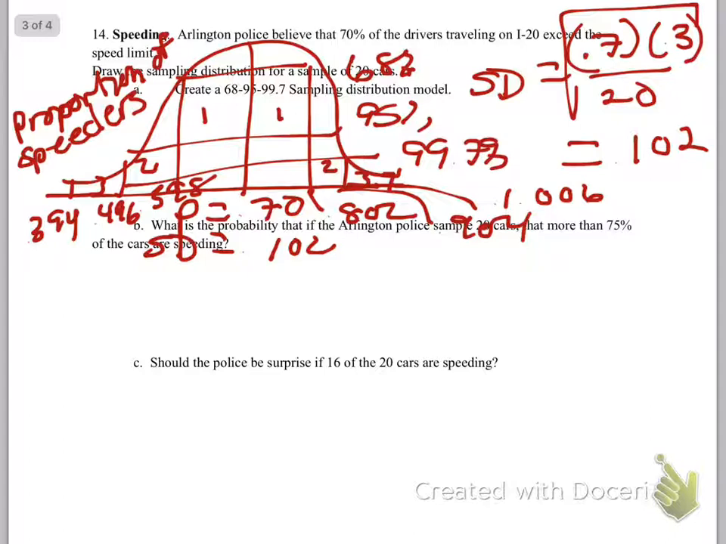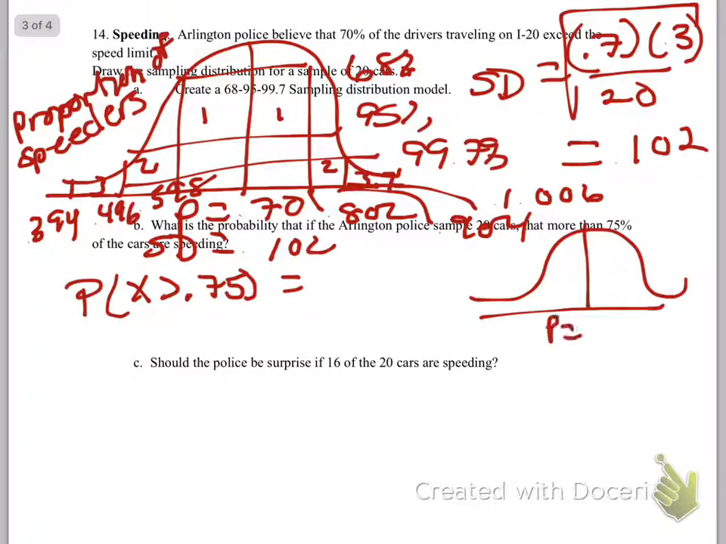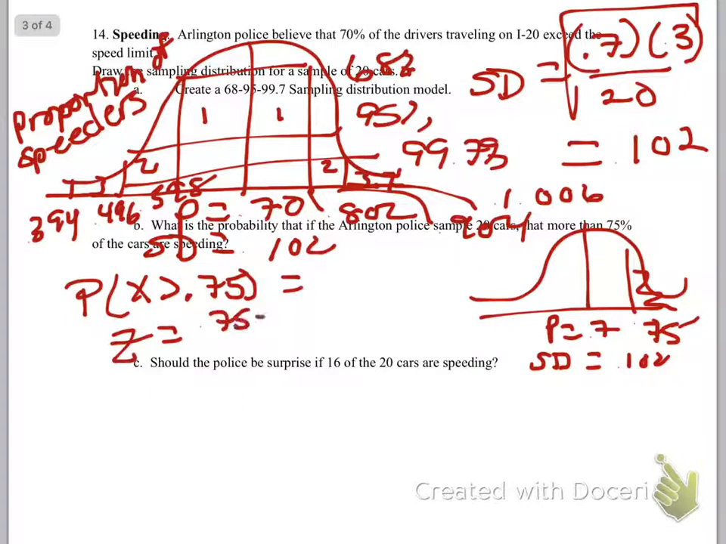Okay, and so they want to know what is the proportion that more than 75. So I've got to do my proportion statement. So the probability that x is greater than 0.75 is equal to, so let me quickly sketch my curve. So this is p is equal to 0.7. My standard deviation is 0.102. Here's 0.75. And so what do I get? Z is equal to 0.75 minus 0.7 divided by 0.102, and I get 0.49.